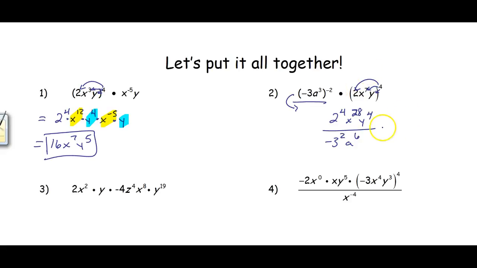All right, so now 2 to the 4th is 16, x to the 28th is staying, y to the 4th is staying. Then you have 9, a to the 6th. Can you reduce 16 over 9? No, you cannot. So your answer is right here, final. Okay, remember, anything you have raised to a negative exponent, go ahead and put it in the denominator right away.